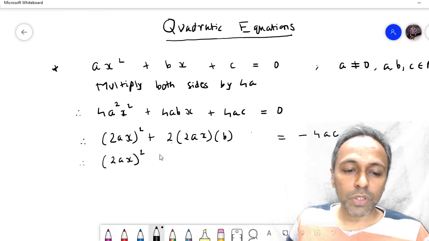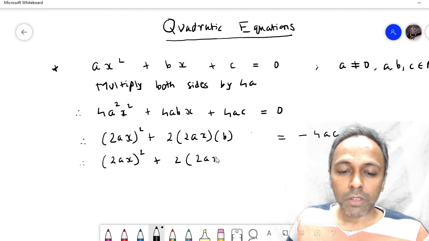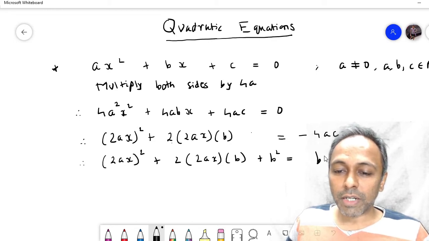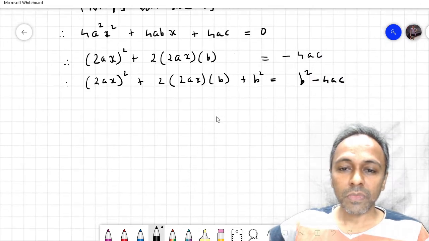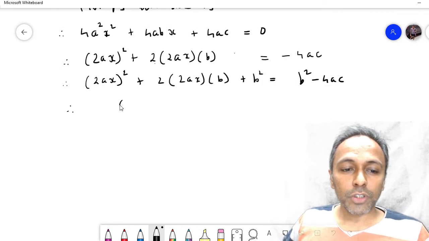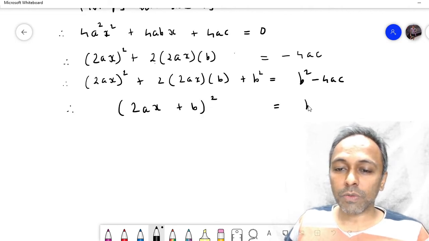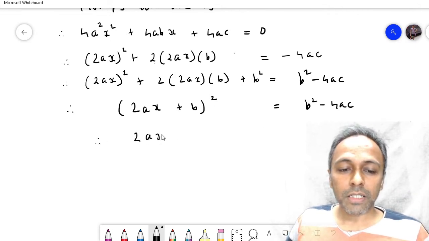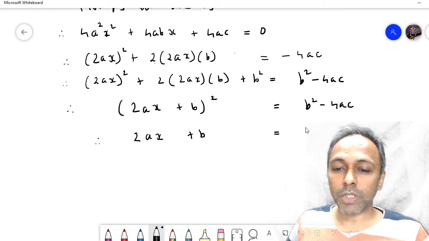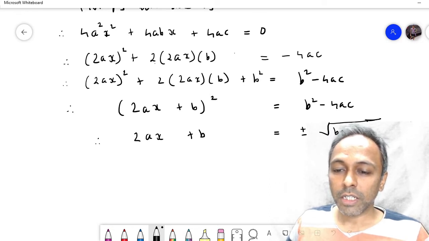So we can write 2ax the whole square plus 2 into 2ax into b. Let us add b square on the left hand side, so we will have to also add b square on the right hand side, and minus 4ac is kept as it is. This has led to the formation of a perfect square: 2ax plus b whole square is equal to b square minus 4ac. Let us take square root on both sides. So it becomes 2ax plus b is equal to, when you take plus or minus square root, take both the roots, plus or minus root b square minus 4ac.